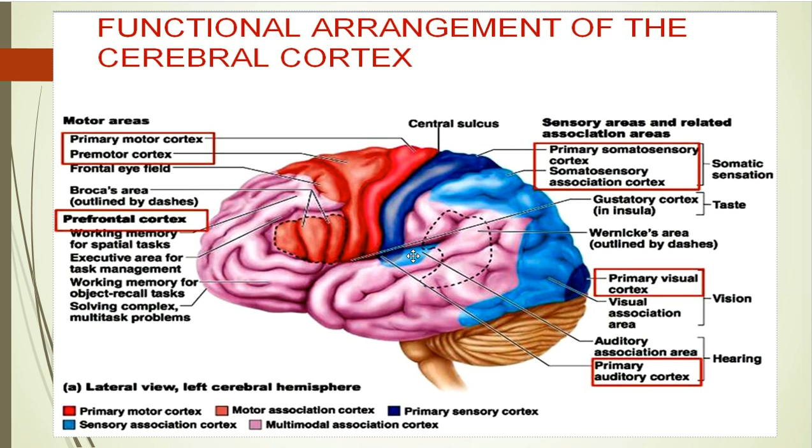Okay, then we can study here. Then next we study about the motor areas. The motor centers occupy the precentral gyrus and paracentral lobule. Here we can see precentral gyrus and paracentral lobule located about here. And here is the premotor cortex and prefrontal cortex.